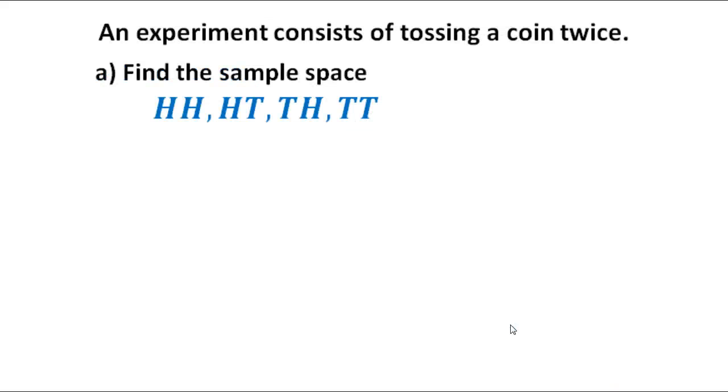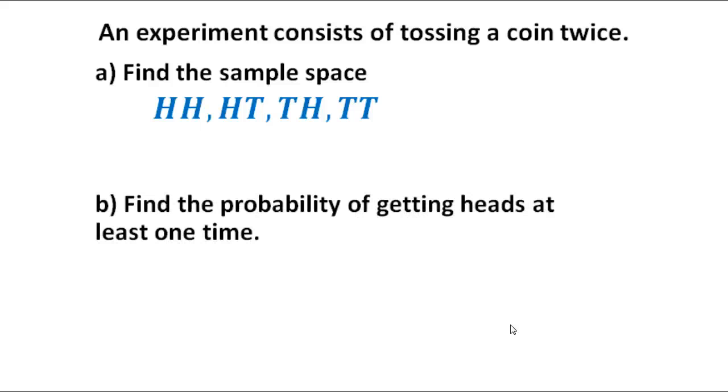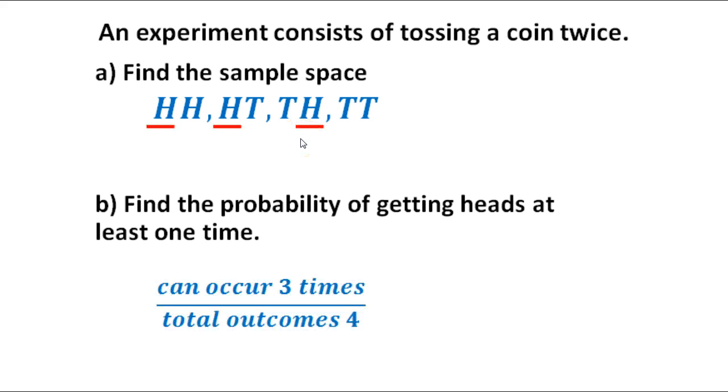Okay, so let's go a little bit further. We know what our sample space is. This is just like the one that we just did. You're flipping a coin twice. There are 4 possibilities. Now, we want to determine the probability of getting heads at least one time. So we look at our sample space. This one definitely has a heads at least once. So does this one, and so does this one. So there are 3 different times that can occur. So our probability of getting at least 1 heads in those 2 coin flips is actually 3/4.